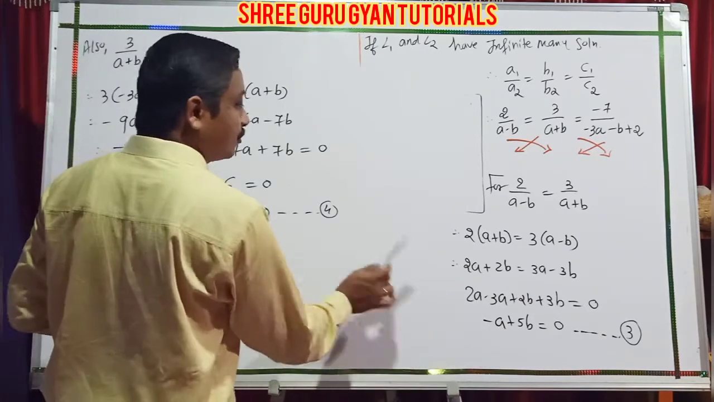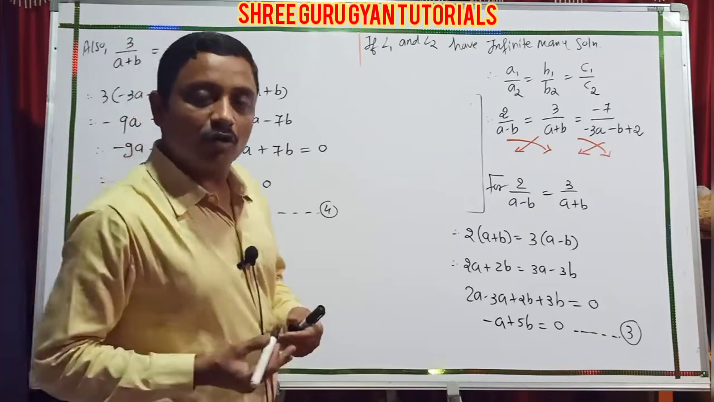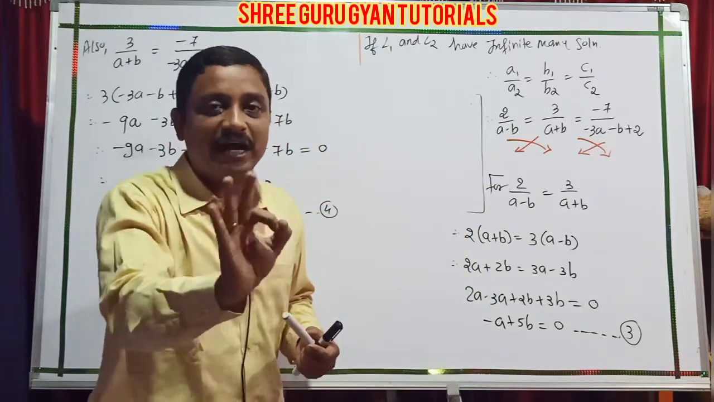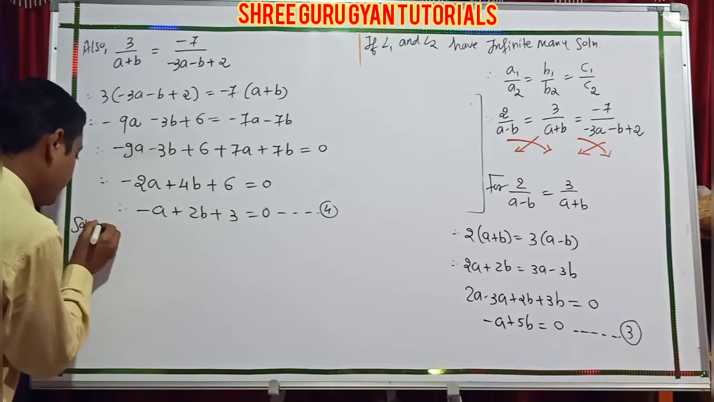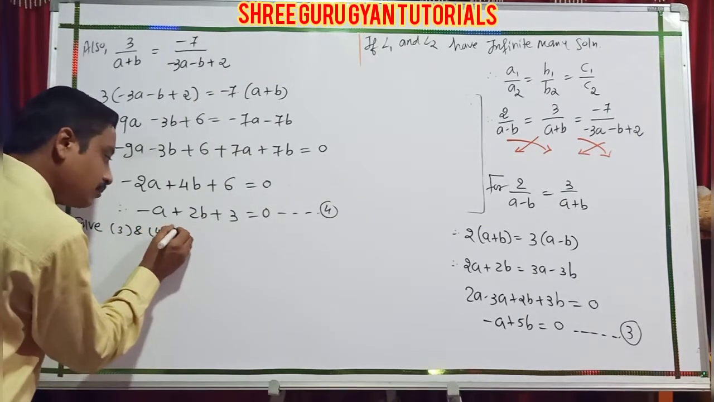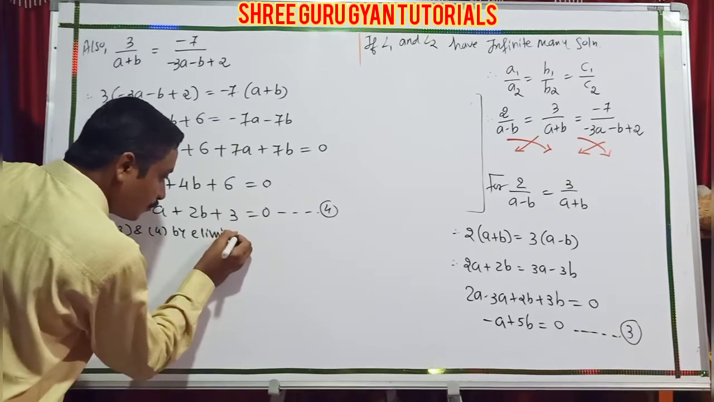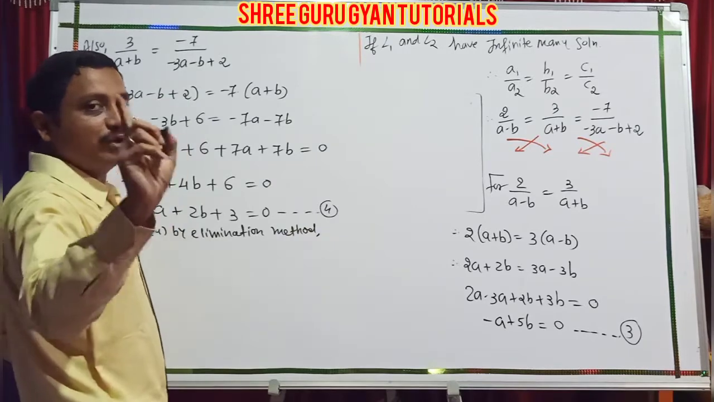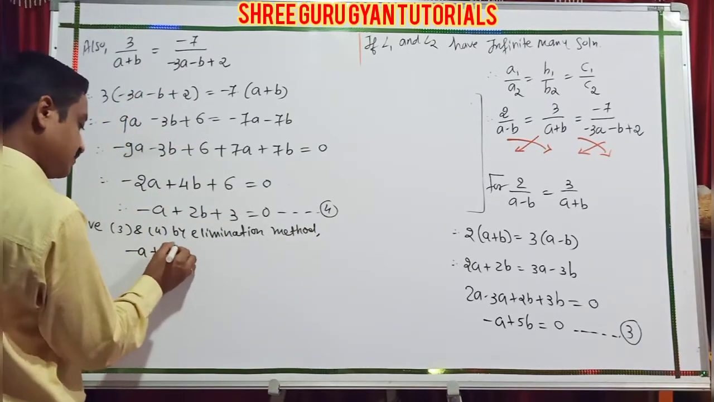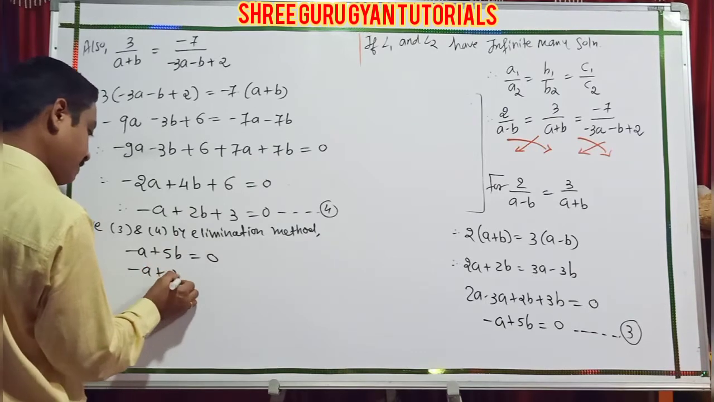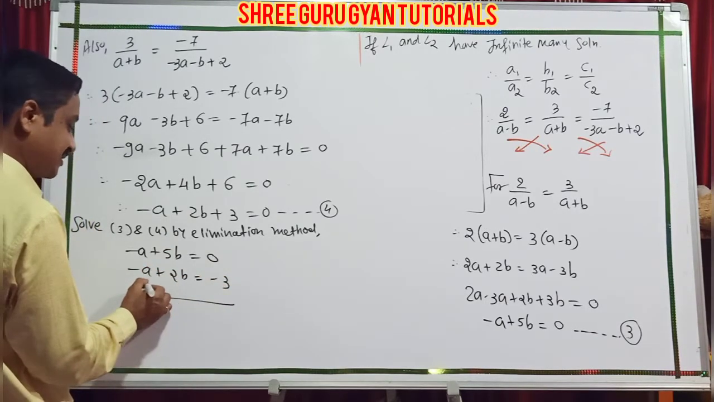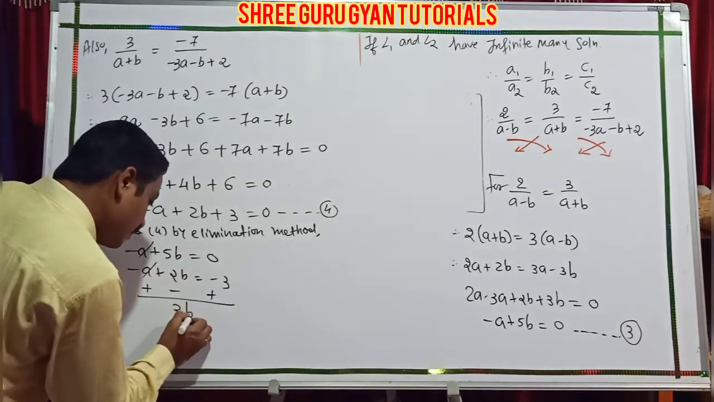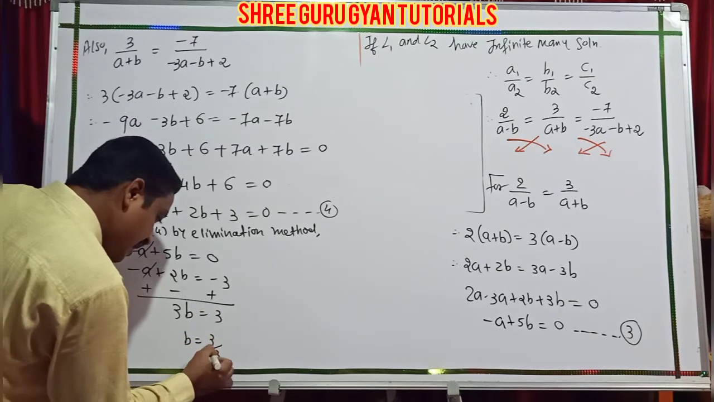Now solve 3 and 4 by any method: cross multiplication, elimination, or substitution. Students, the best way is elimination. In the textbook the method to apply is not mentioned, so the best way is elimination. Minus a plus 5b equal to 0, and here minus a plus 2b equal to minus 3. Yes, change the sign. Plus a minus a gone. 5b minus 2b, 3b is equal to 3. What is b? Yes, it is 1.